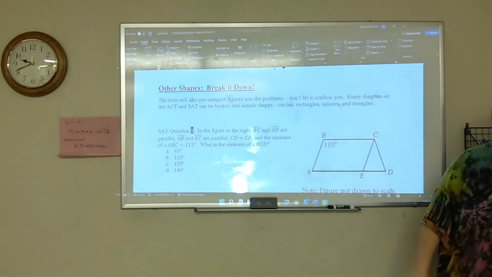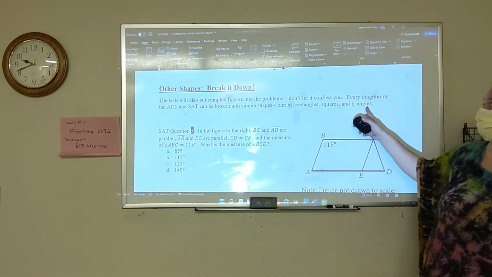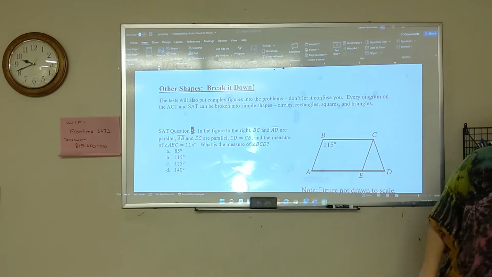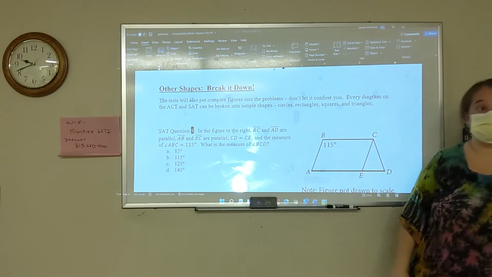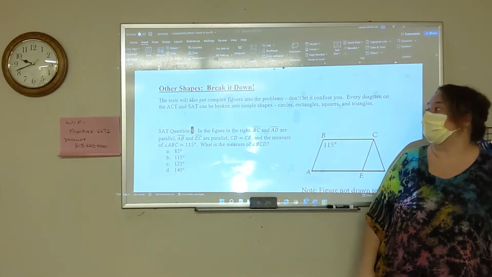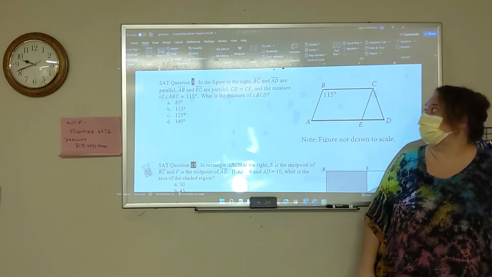So we like working with our basic shapes, our circles, rectangles, squares, and triangles. We prefer to work with those, but there are times when we have to work with other things like trapezoids and parallelograms. So let's take a look at those real quick.